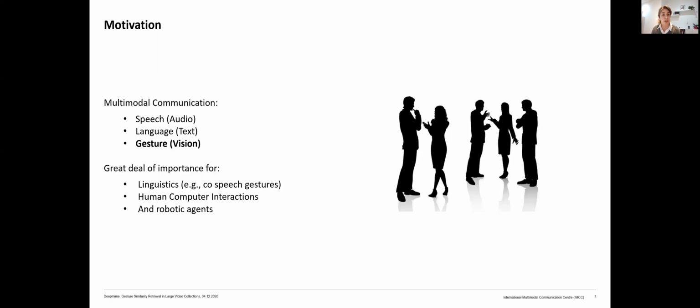Specifically, I'm talking about gestures, even though gestures can have different forms, from hand gestures, body pose, and gaze, and lots of other forms. I'm specifically talking about hand gestures. It has a great deal of importance for linguistics, for example, co-speech gestures, and in human-computer interaction, and especially in robotic agents. For example, robotic agents should understand gestures to react accordingly.